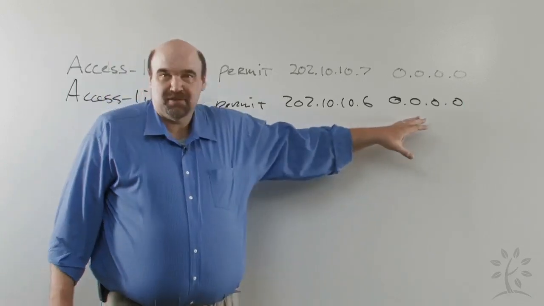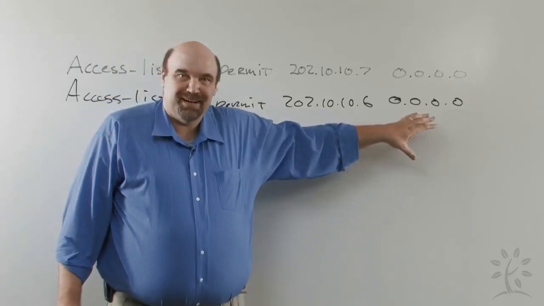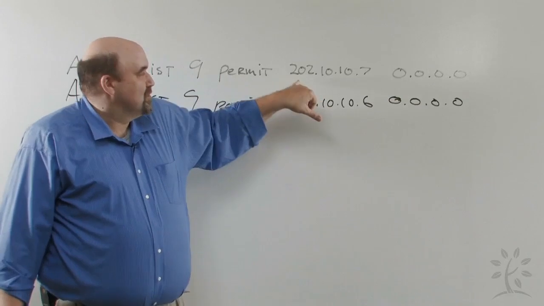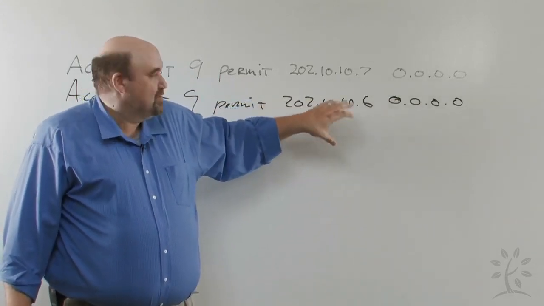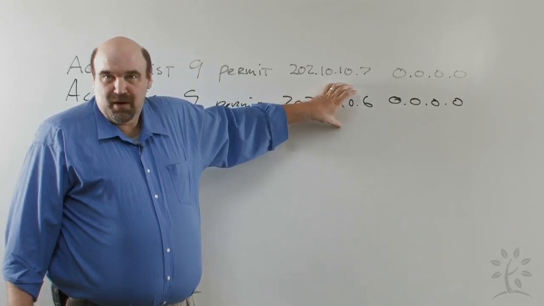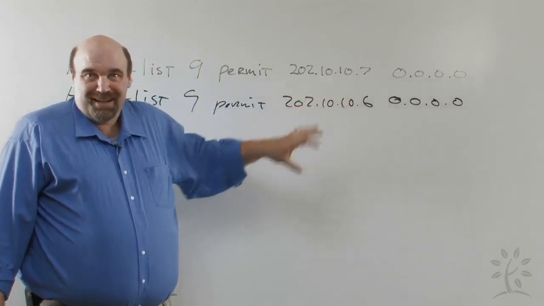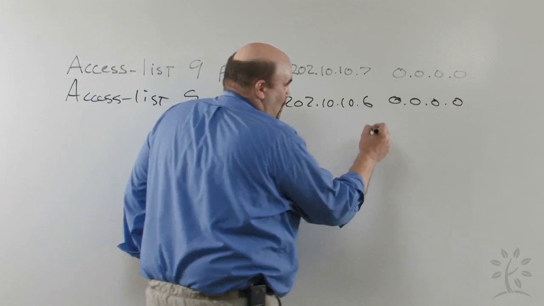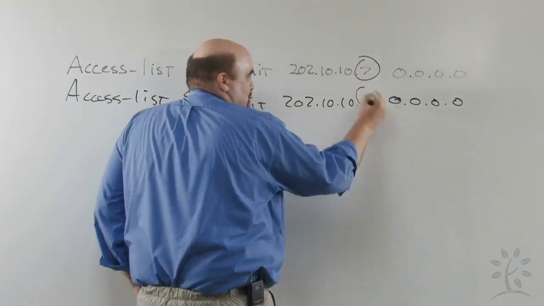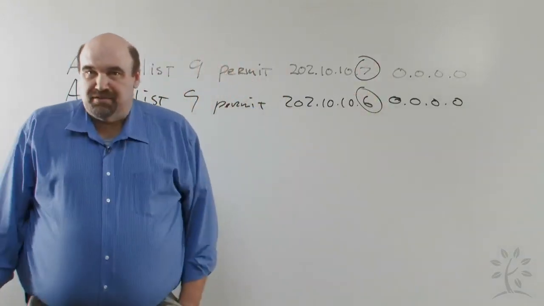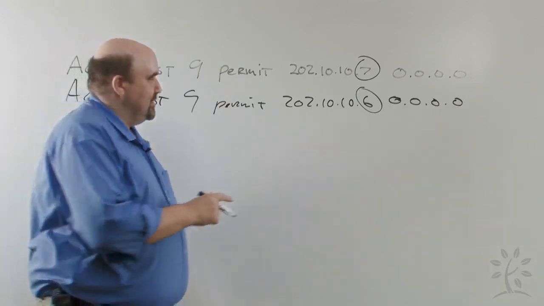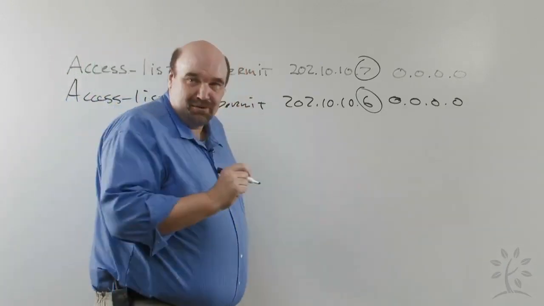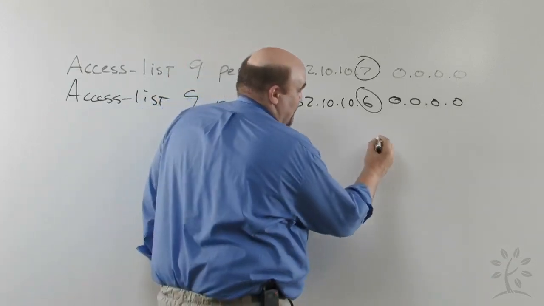Now the wildcard mask can be adapted to simplify this whole expression. So I have .7 and then .6 in 2 separate lines. It's very simple now to use a wildcard mask to make that happen. So what we're really looking at is the difference between these 2 access list line entries is the simple last number in the last octet.